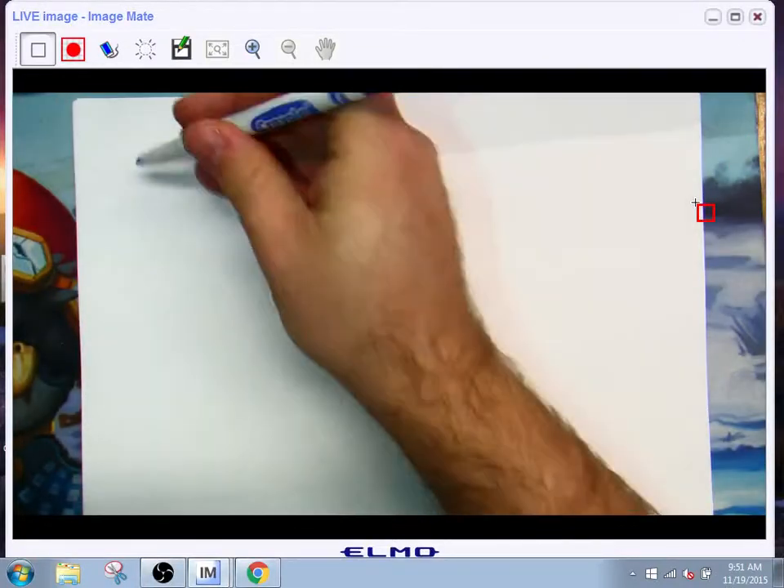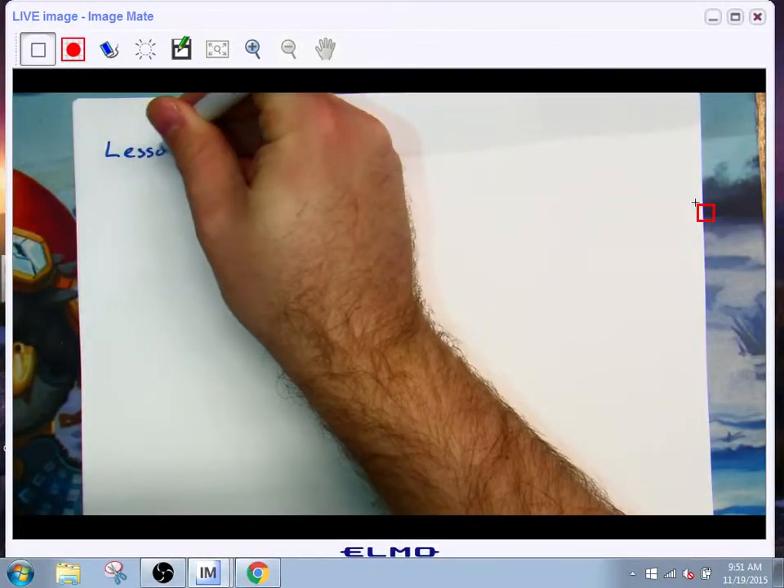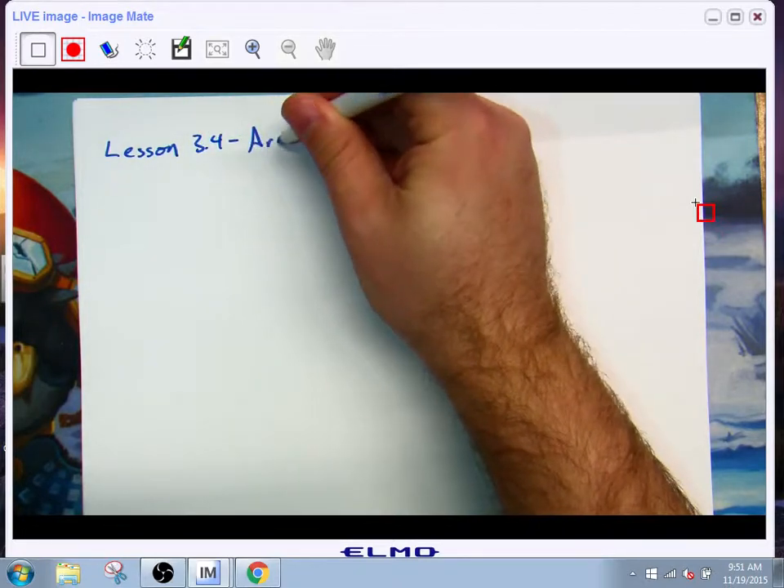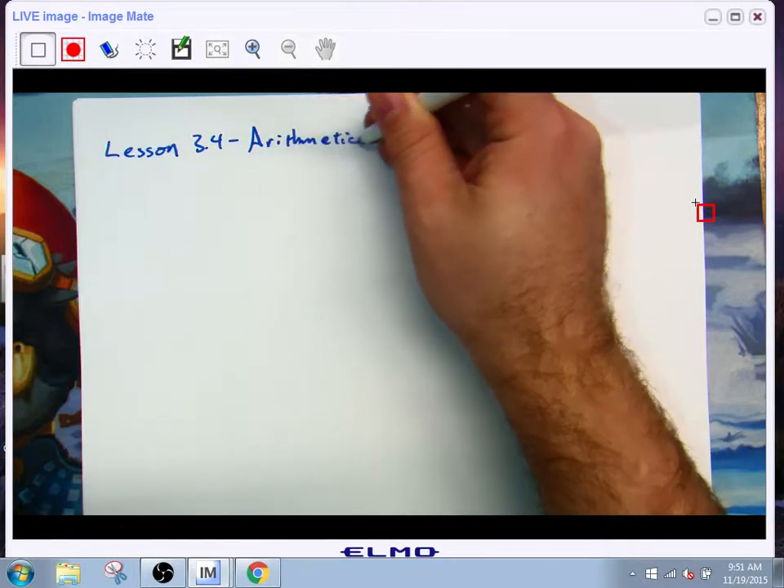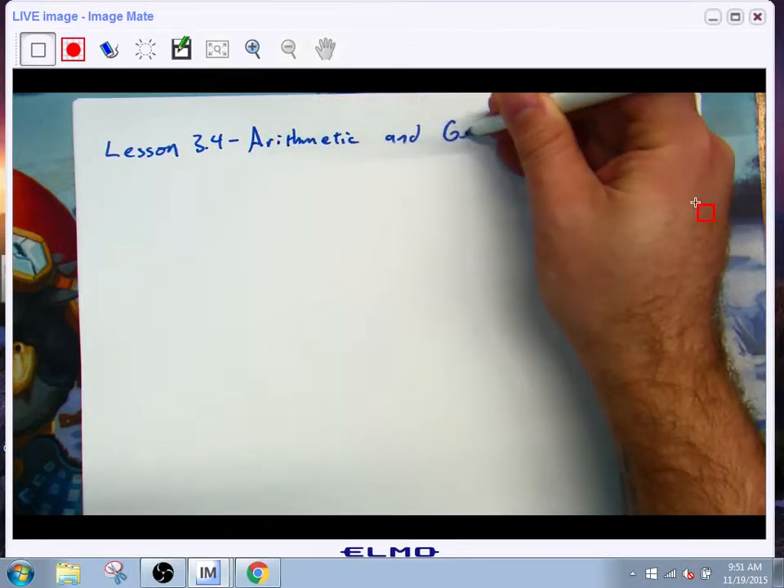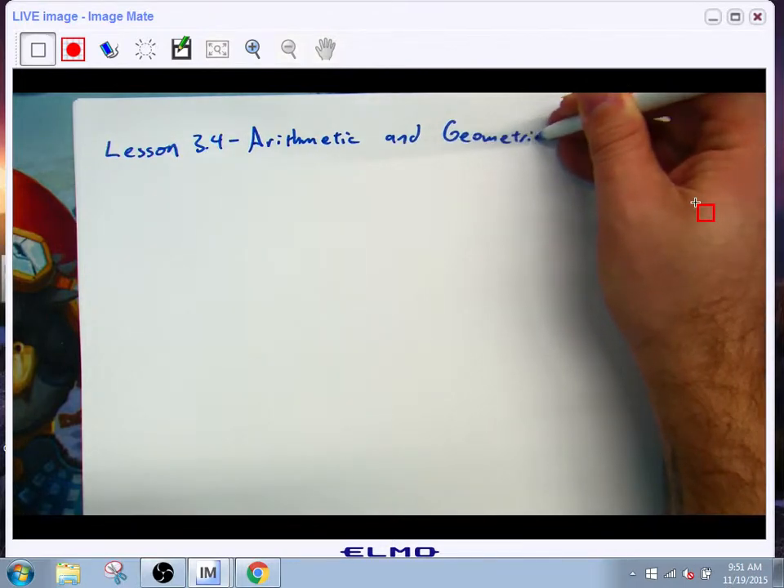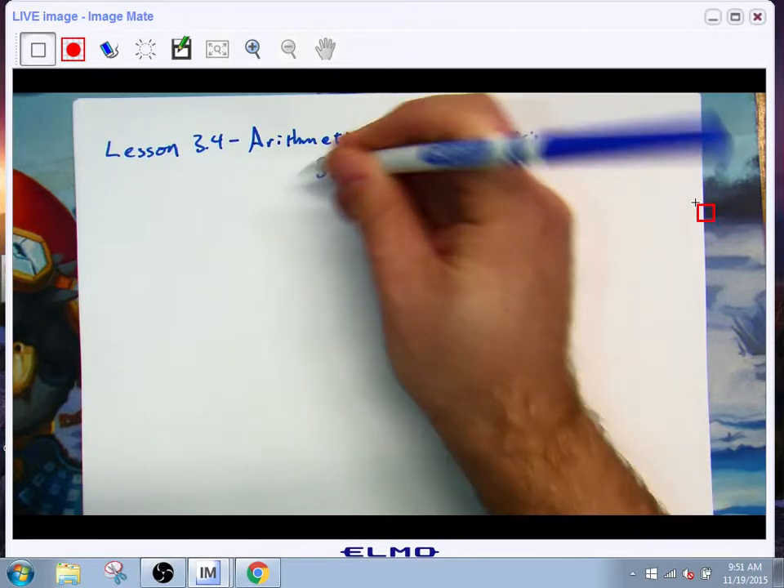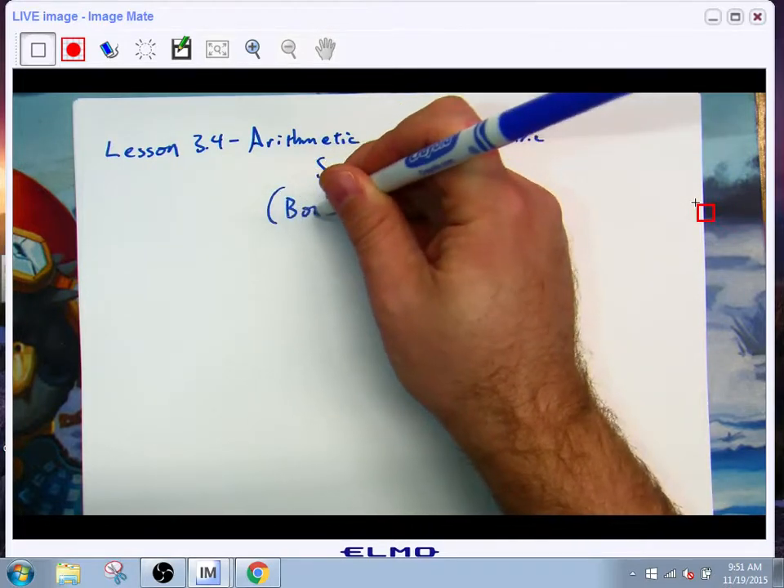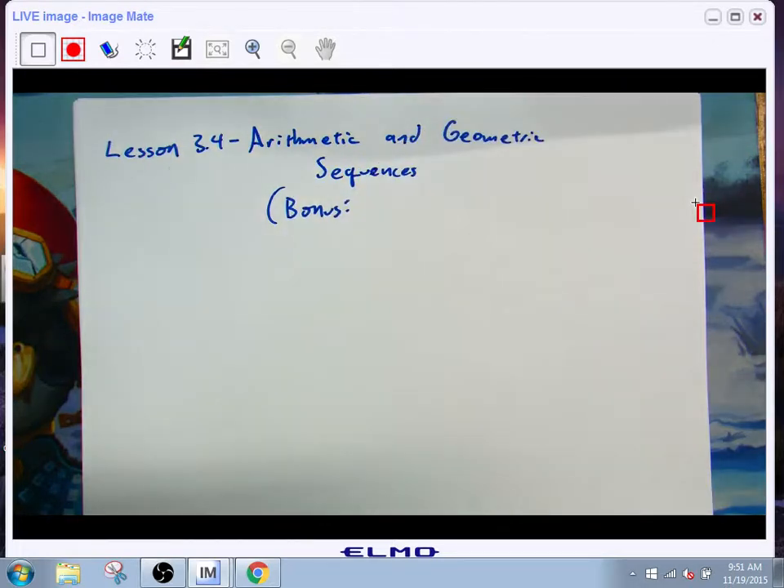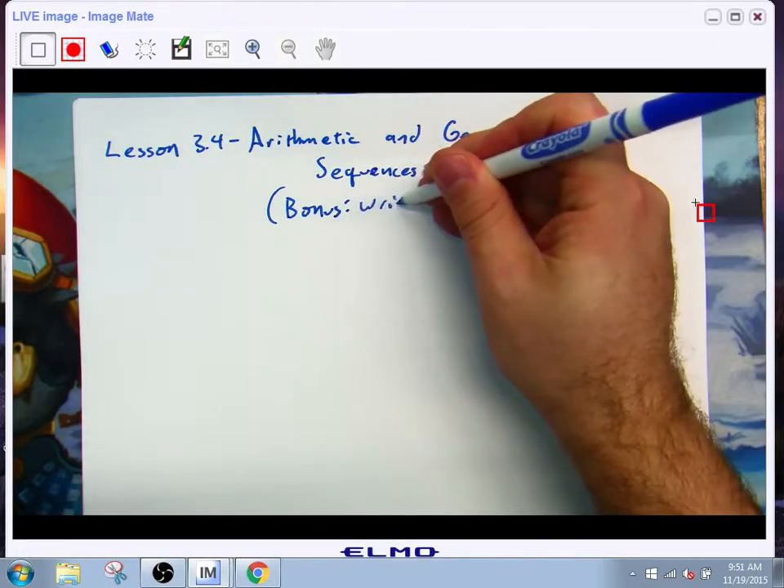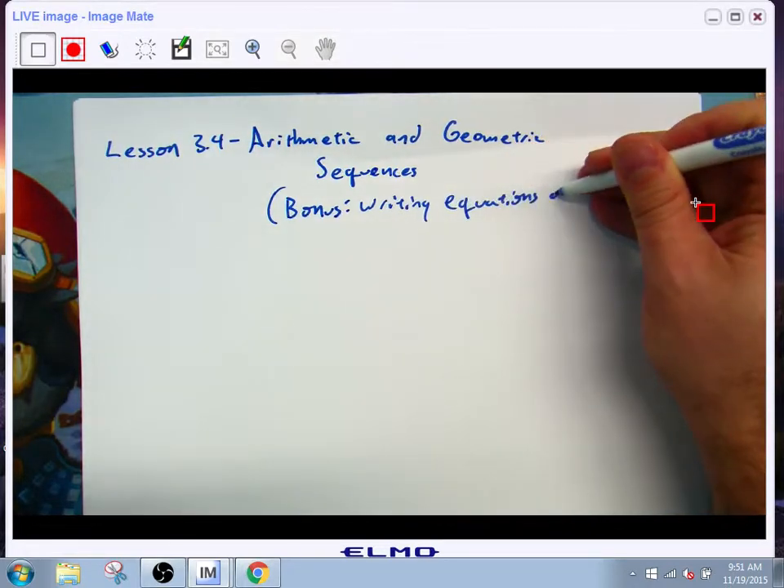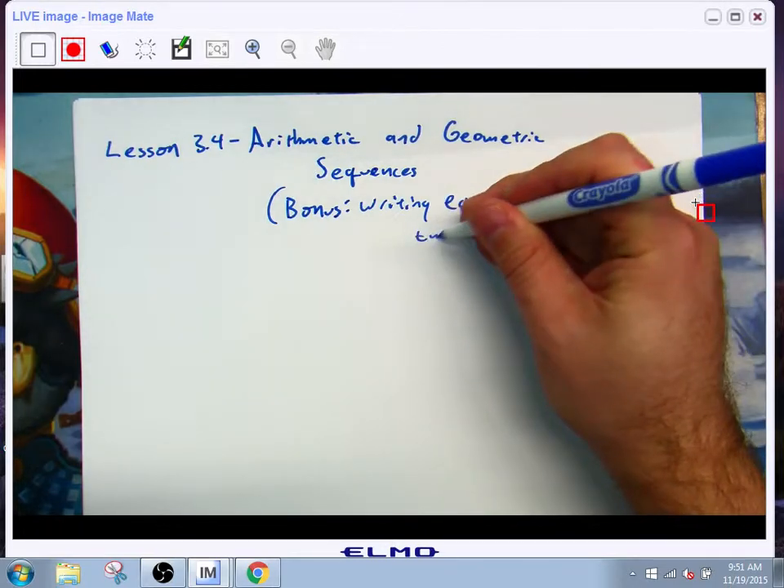Okay, so this is lesson 3.4, and I'm calling this Arithmetic and Geometric Sequences. And there's going to be a quick little bonus lesson, because it's on the homework. There's going to be a bonus lesson on writing equations given 2 points.